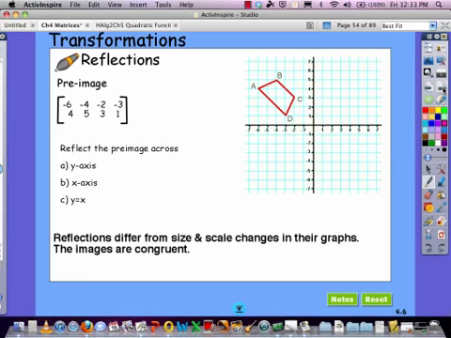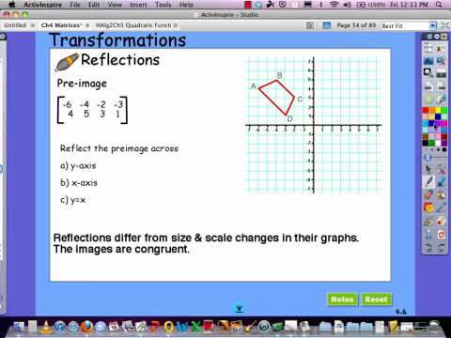If we take a shape, same thing, and we reflect it over the different axes, it says reflections differ from size change and scale change in their graphs. The images will be congruent. We're not changing the shapes, we're not changing the angles, we're not changing the edges. So let's do one of these. Let's do the first one, the reflection over the y-axis.